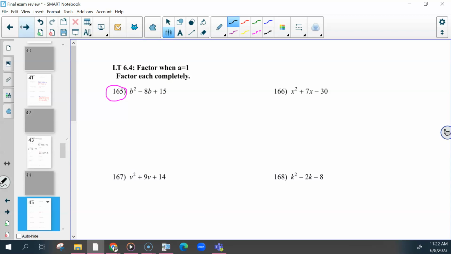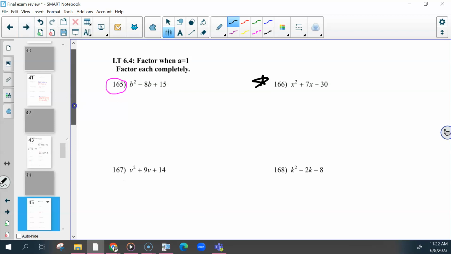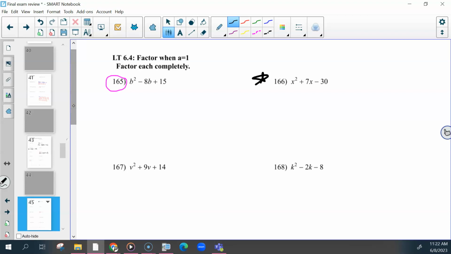So now we are factoring trinomials when a is 1. Find any you want to see, to go over. Hey, can we go back to 166? Interesting. So let's start with that one. We're looking for two numbers that multiply to be negative 30 and that add or subtract to give the middle number.